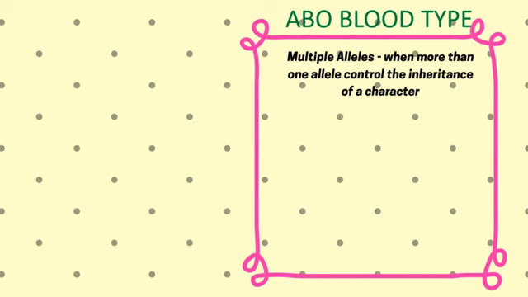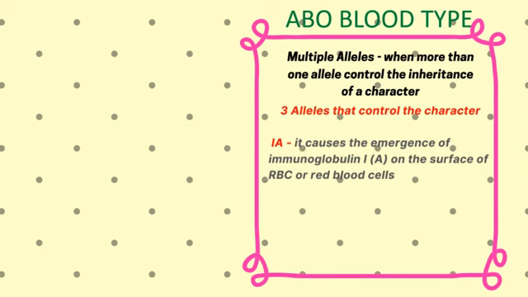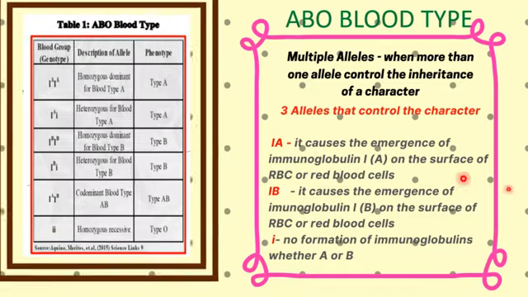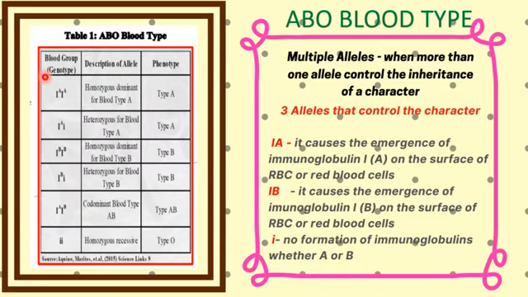As you can see, there are 3 alleles that can control the character, and those are the IA, IB, and i. IA causes the emergence of immunoglobulin A on the surface of red blood cells, while IB causes the emergence of immunoglobulin B on the surface of RBC, while i means that there is no formation of immunoglobulins, whether A or B. Here on the screen, you can see the table for the genotype, phenotype, and description of each blood type.